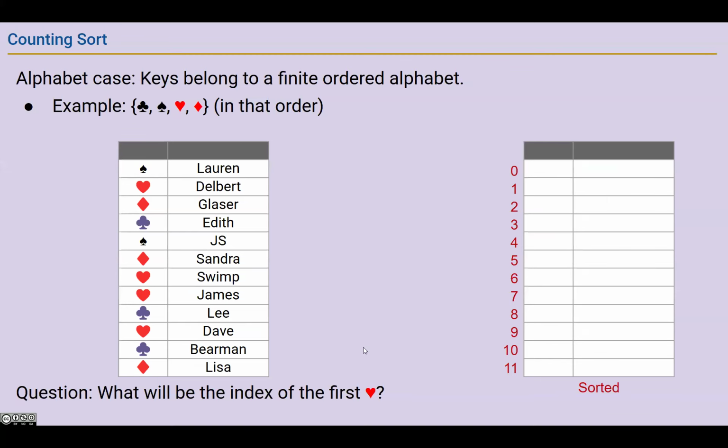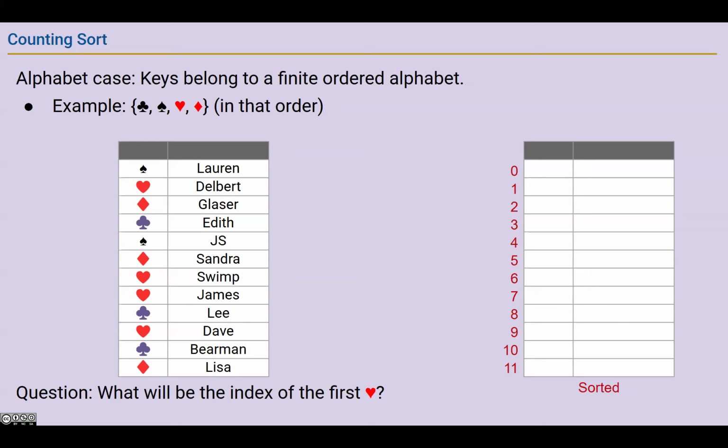So let me start with this. Let's say that instead I am giving card suits to each person, and I'm going to order them according to this order: clubs, spades, hearts, diamonds. This isn't a common sorting order for the suits, but it's a fine sorting order.